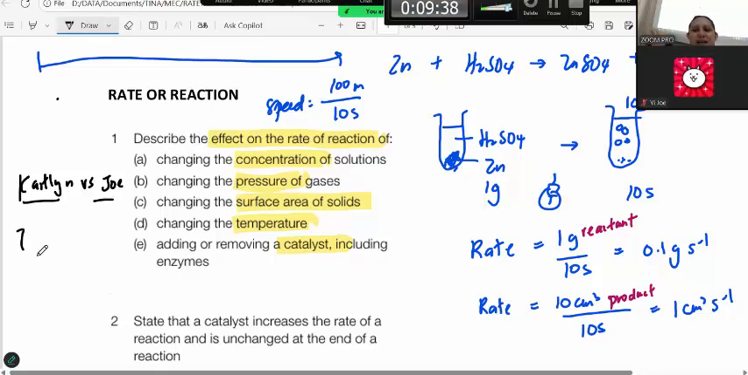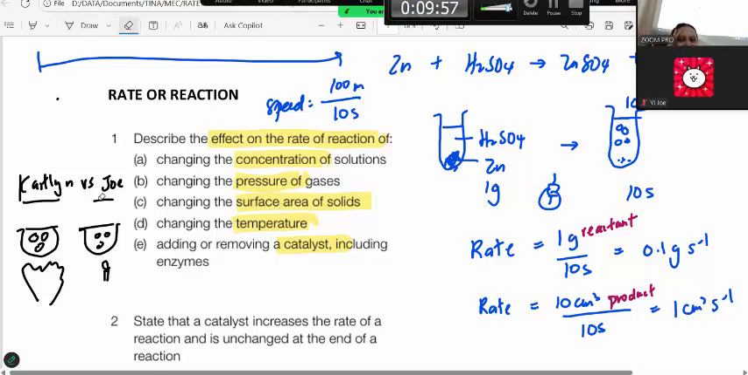Now, Caitlin also goes and cuts the chicken into smaller pieces. Next day, cook again. So both also have the chicken in smaller pieces. Caitlin uses big fire. Ijo uses small fire. Use a candle. Okay, whose one will cook faster? Caitlin's one will cook faster because of temperature. The higher the temperature, the higher the rate of reaction.